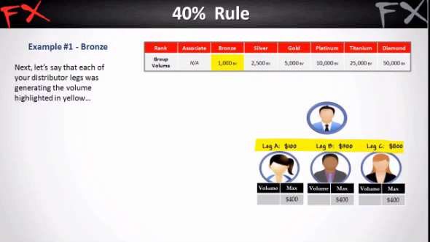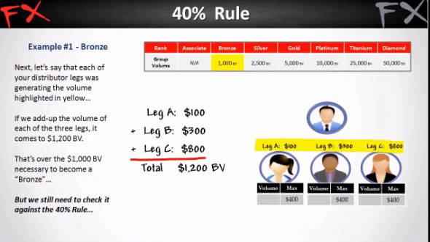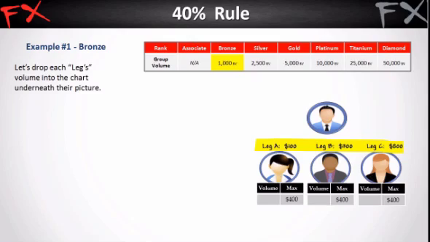Next, let's say that each of your distributor legs was generating the volume highlighted in yellow. If we added up the volume of each of these 3 legs, it comes to $1,200 BV. That's over the $1,000 BV necessary to become a bronze, but we still need to check it against the 40% rule. So let's drop each leg's volume into the chart underneath their picture.